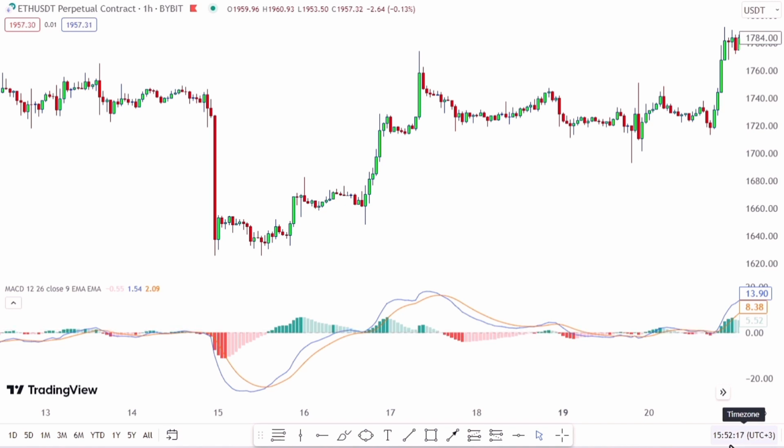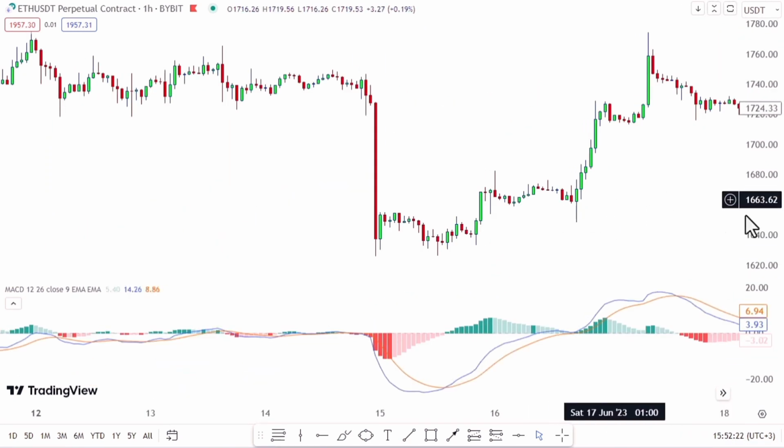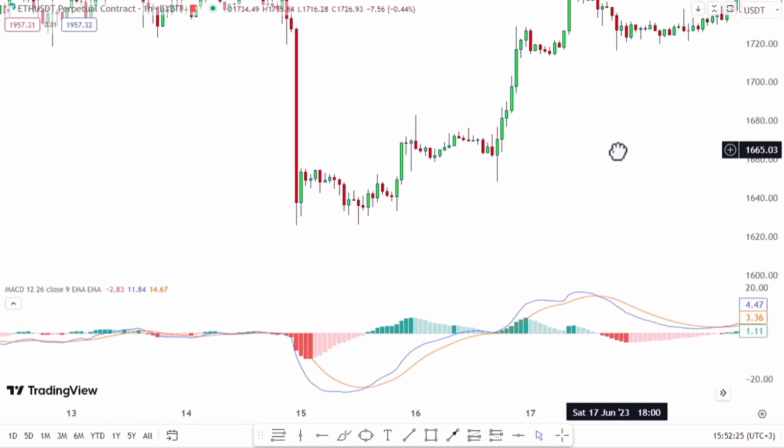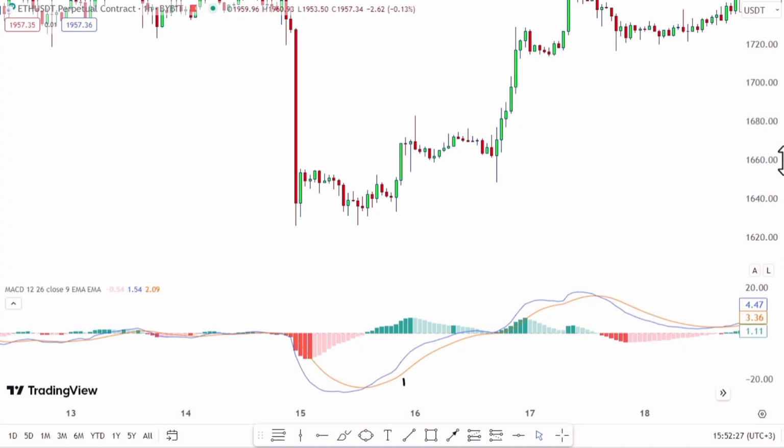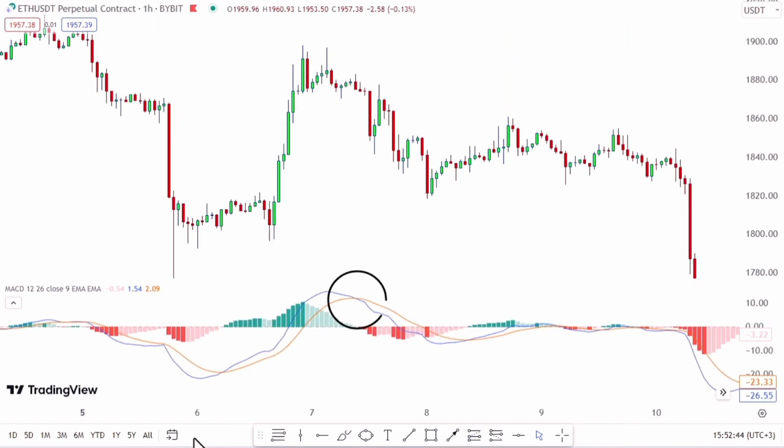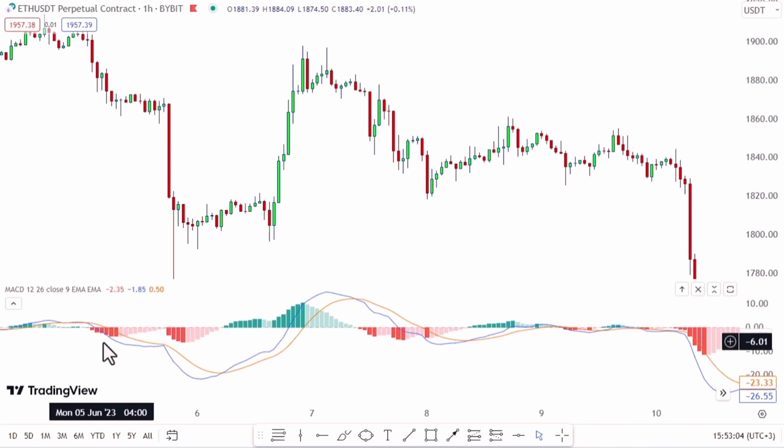Now, the way traders utilize this indicator to identify momentum is by looking at the crossover between the MACD line and the signal line. Let me show you an example. If the MACD line crosses above the signal line, it indicates that the market is on an upward momentum, and if it crosses below, it indicates that the market is on a downward momentum. I know that probably lots of you know these concepts. I'm just pointing them out for those friends of ours who are a little bit more rookies in the market.